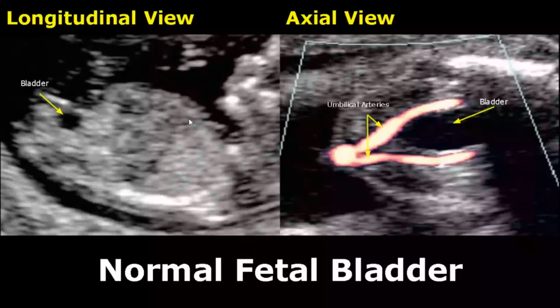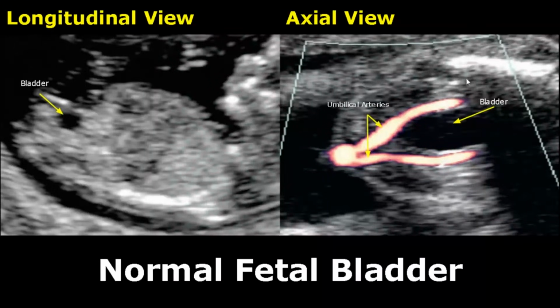Here we have the longitudinal and axial views of the fetal bladder. It is a fluid-filled structure, anechoic structure in the pelvis. And this image is with Doppler. We can see the umbilical arteries. They surround the bladder and this can be useful in locating the bladder.